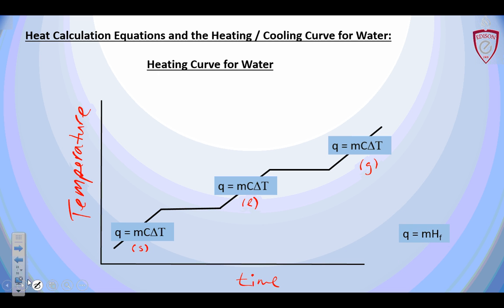So H sub F, I'm going to use that specifically only at the freezing point. So solid to liquid or liquid to solid, because the freezing point is the same for both. And H sub V will specifically be at the vaporization point or the boiling point, condensation point. That's it.